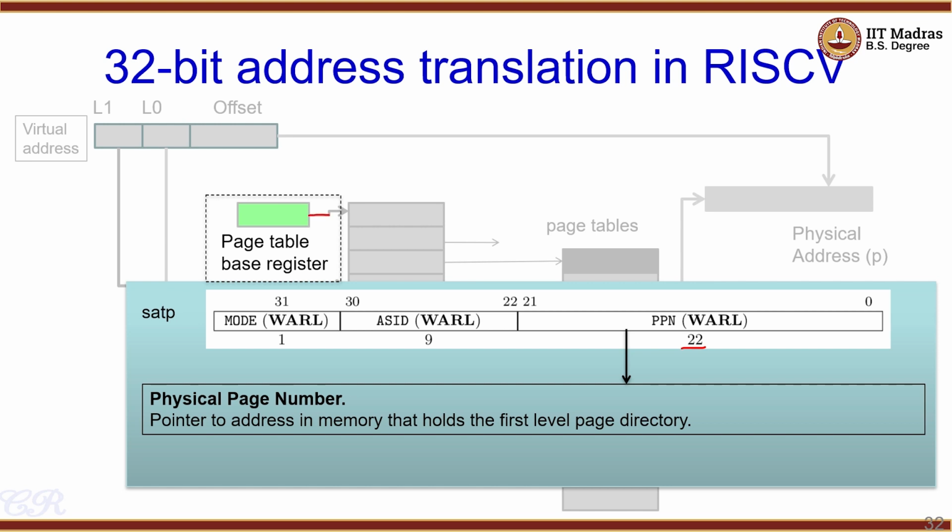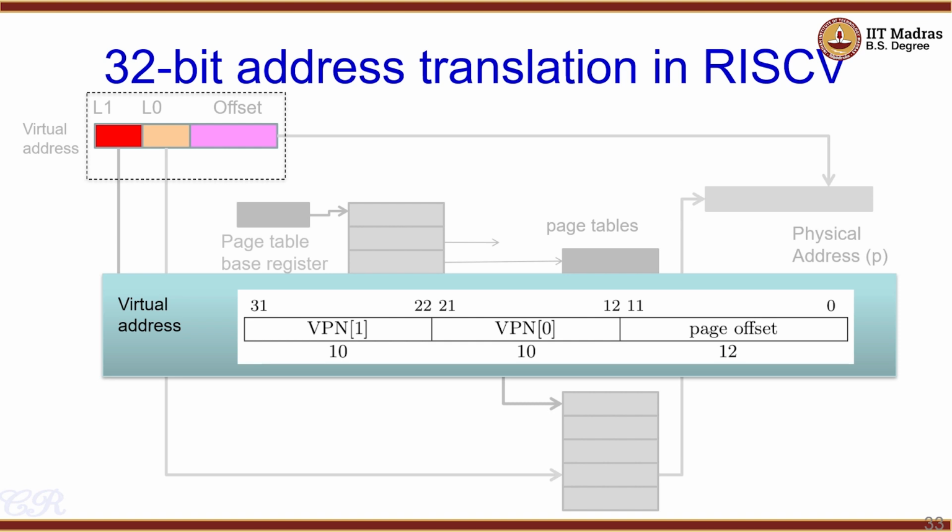So, this pointer that we see over here from the page table base register, in this case the SATP register present within my memory management unit, is essentially pointing to one page frame which is of 4 kilobytes and holds the page directory, or in other words the first level of page tables.